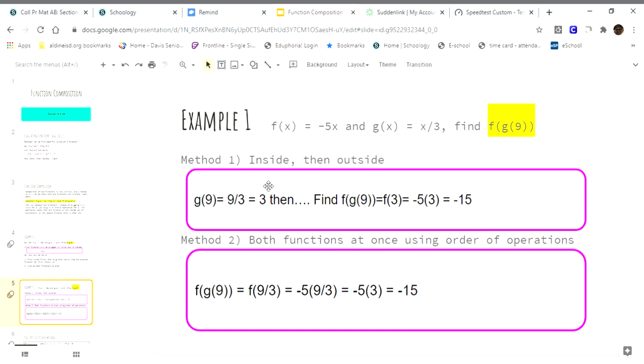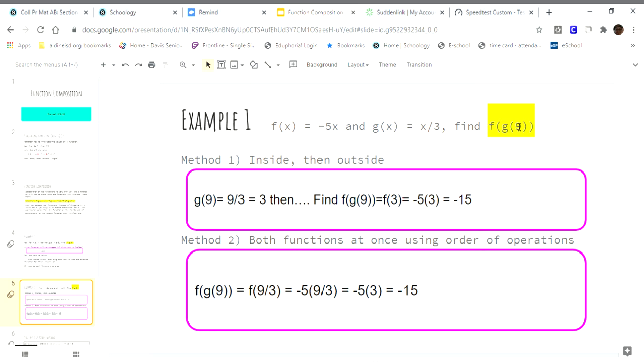So we're on slide 5 here. Again, just the information we're given on top. Okay, method 1, I'm going to go inside, take that value, plug it into the outside. So g of 9 means I am replacing my x with a 9. So instead of x divided by 3, I'm going to do 9 divided by 3. Super simple. 9 divided by 3 is 3. That is only the inside function. Remember, with composition, you've got to be using at least 2.